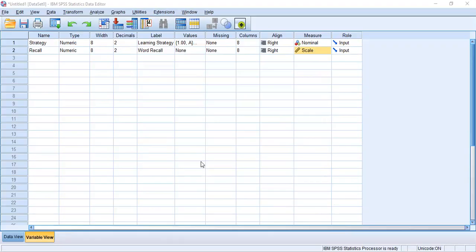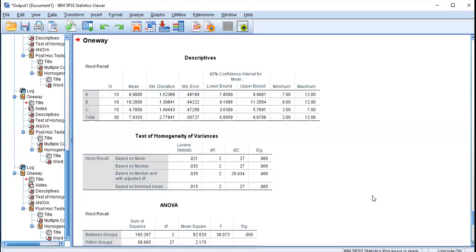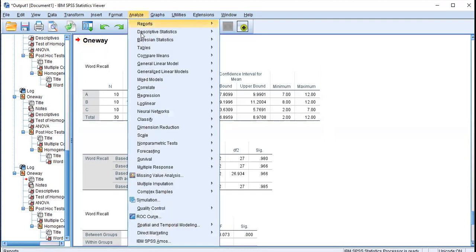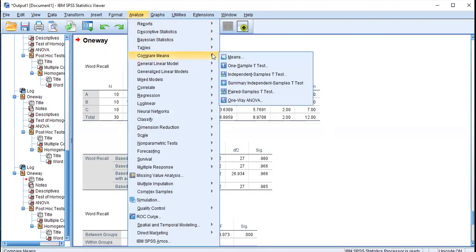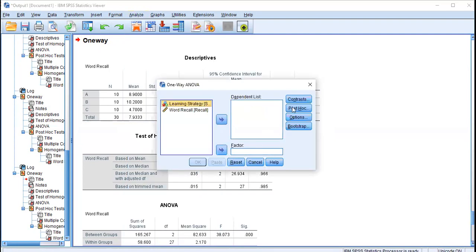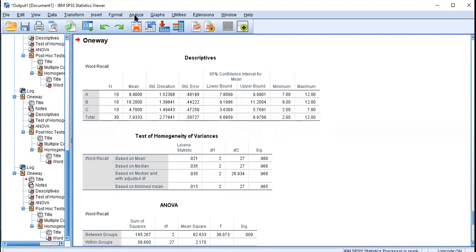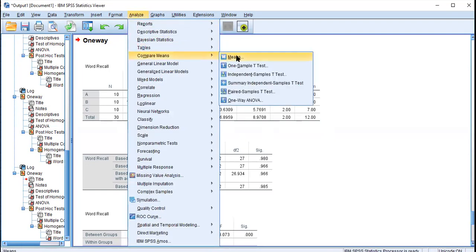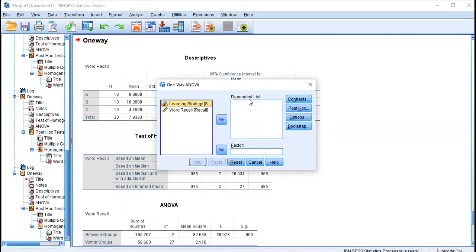So this is the output we are getting. The output file is before you. Before we start analyzing the test, let us go back and conduct the same test again, just for our understanding and to ensure that we understand the steps used in the test. So I'm repeating again: you go to analyze, you go to compare means, you go to one way ANOVA. This is what we are getting. Learning strategy is the independent variable which will come as a factor.